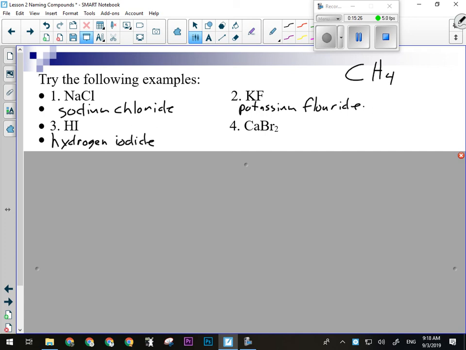All right, number 4, I've got calcium and bromine. Does it matter that there are 2 bromines? Not for the name, it doesn't, because we don't use prefixes in the names of ionic compounds.